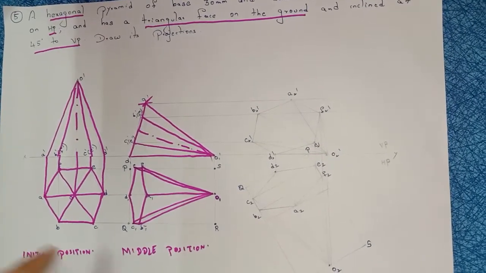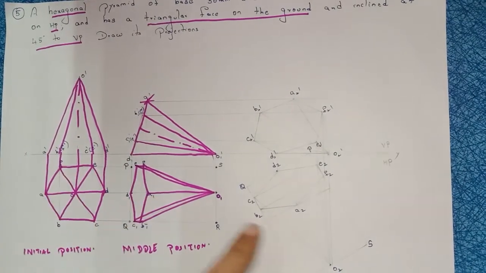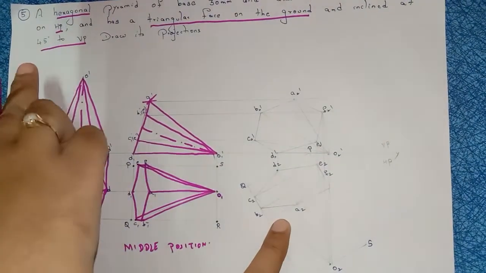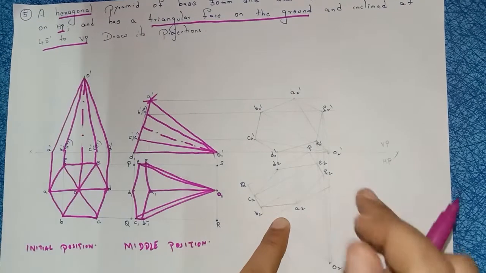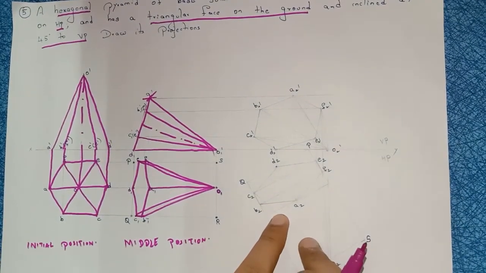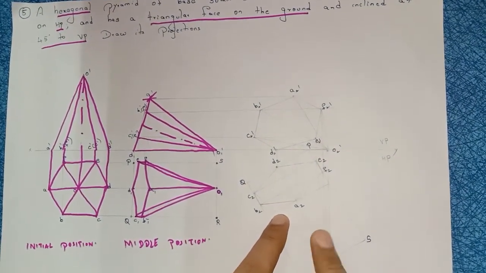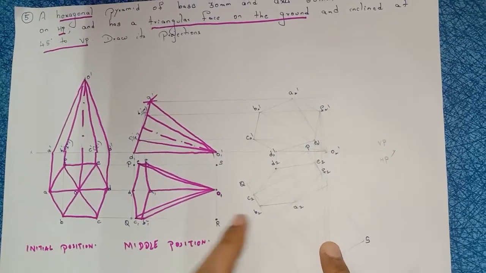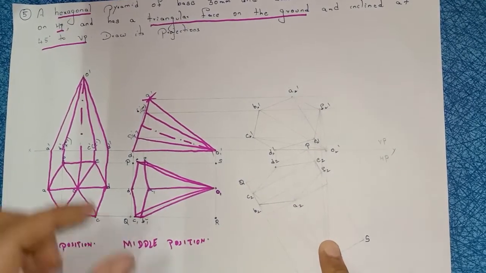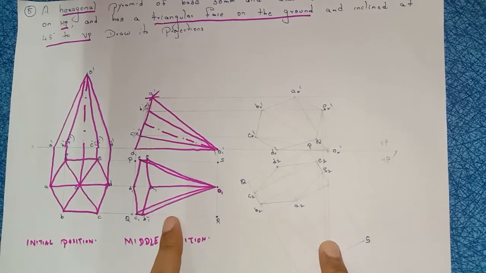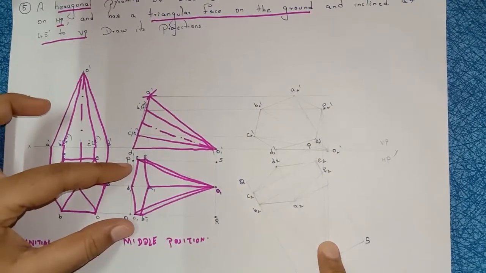Right? So what is the third position? 1, 2, 3, 4, 5 should be here. What is the next part of the question? 45 degrees to VP. 45 degrees to VP means we are going to draw here. Right? So we know how to construct the third step, assuming that the second step was in a box. This total is the hexagonal pyramid. Assume that this hexagonal pyramid was in a box.